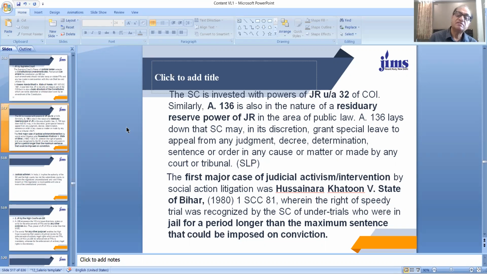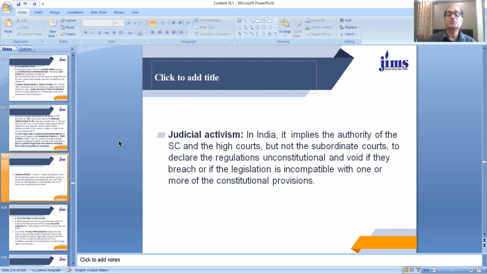Suppose I am detained in jail for theft and the maximum penalty provided under Section 379 IPC is 3 years. But my trial is not finished and I am in jail for more than 3 years. So the Supreme Court says under judicial review that there should be a fundamental right of speedy trial so that the trial may finish quickly and should not linger on for a period longer than the maximum sentence that could be imposed on conviction. So this is the first major case, an illustration of judicial review before you.